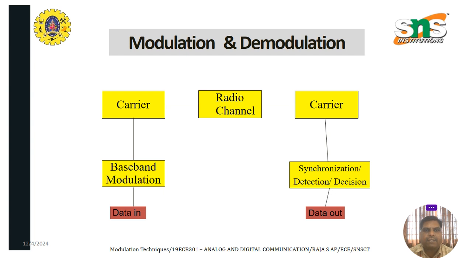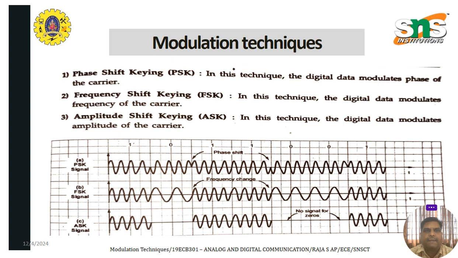So here this figure shows how the modulation and demodulation processes happen. If you see this figure, first the data input is given to baseband modulation. This baseband modulation will add the carrier signal, then it is given to the radio channel. Then again at the receiver, whatever carrier signal we added can be removed here, and whatever data was transmitted from this side can be retrieved at the receiver side. So this is the best suitable example of modulation and demodulation.